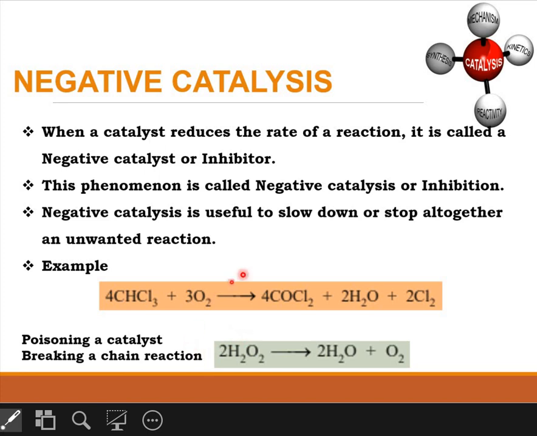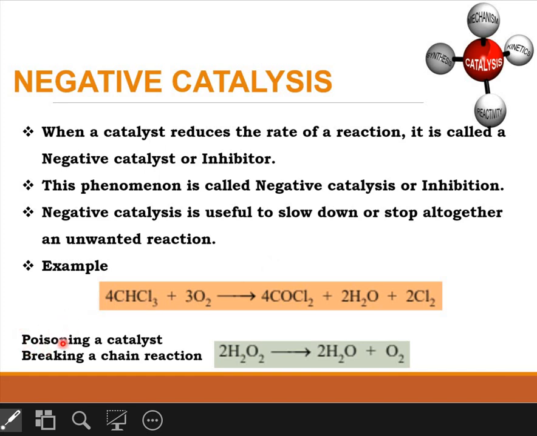Another example is the oxidation of trichloromethane, that is chloroform, by oxygen. Chloroform is usually used as an anesthetic. Upon oxidation, it forms carbonyl chloride, which is a highly poisonous substance. So how do we avoid the formation of this poisonous substance? We just add 2% of ethanol. When it is added to the chloroform, it acts as a negative catalyst and suppresses the formation of carbonyl chloride.